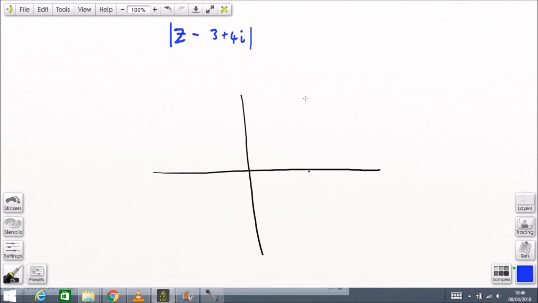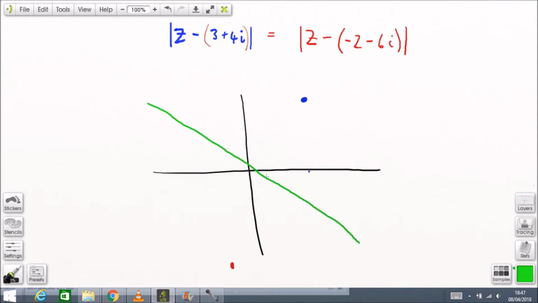Right, so here's an actual example. What if we took the modulus of z minus the complex number 3 plus 4i, and equate it to the modulus of z minus the complex number negative 2 minus 6i. So here are the 2 points plotted, and you can see that the line will just be a straight line which goes somewhere along there, not sure exactly where. Any point on that line will be equidistant from both the blue and the red points, 3 plus 4i and negative 2 minus 6i.